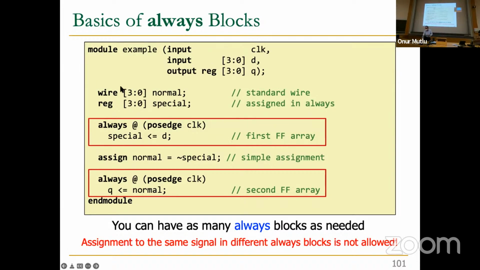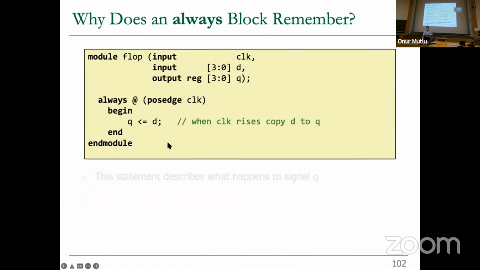Okay, there are other things over here. There's wire and reg. You can see you can have regs internally also. They don't have to be just outputs. But if you want to declare some variables that are assigned inside the always blocks, you need to declare them as regs. They cannot be wires. Of course, other things that are assigned outside of the always blocks should be declared as wires.